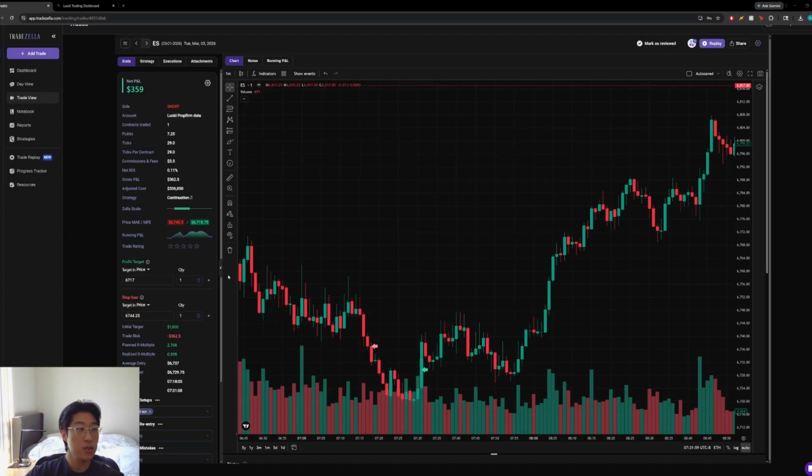So going into the stats, $360, we traded one contract. I am currently trading Lucid prop firms, capitalized on 7.25 points. At one point, we were up $912 and we only realized $362. Planned R multiple almost 3R, realized multiple 1R, risking $362.5.